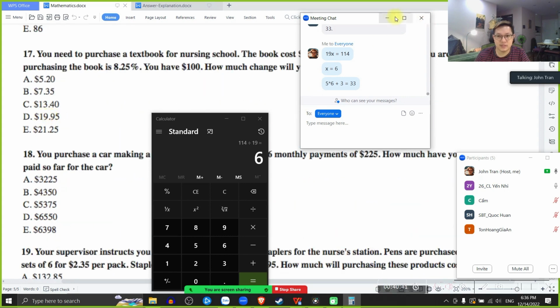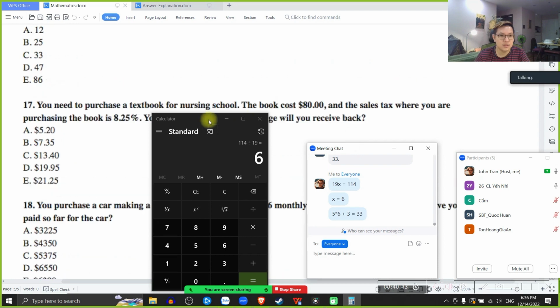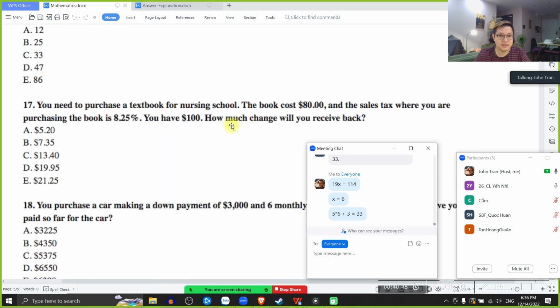Okay, number 17 now. You need to purchase a textbook for nursing school, and the book costs $80, and the sales tax where you are purchasing the book is 8.25%. You have $100. How much change will you get back?